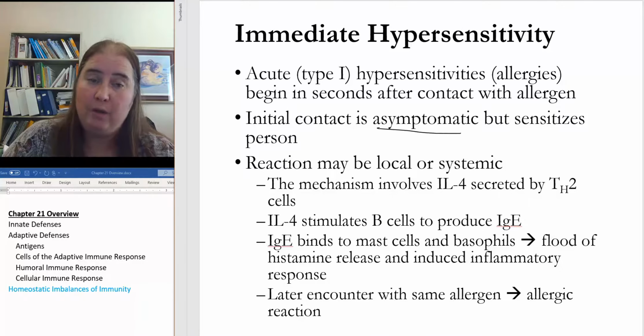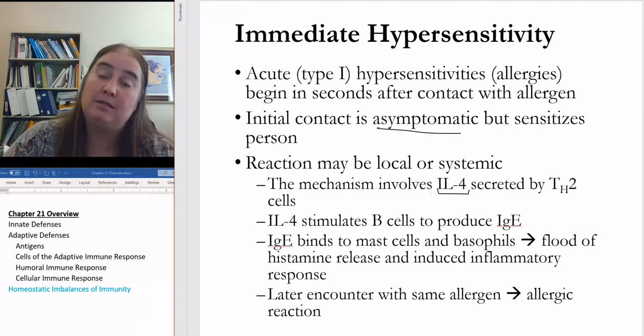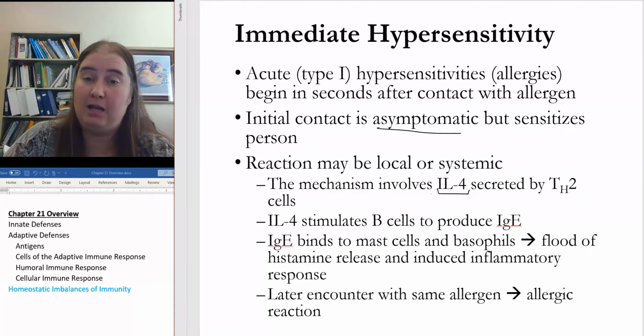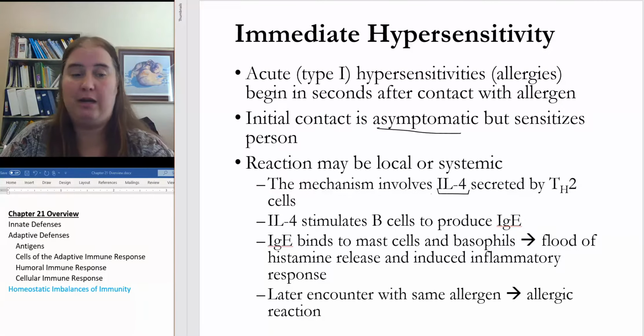So what happens is the following. We have a protein that's secreted by our T helper cell. This protein is called interleukin 4. This stimulates our B cells to produce IgEs. IgEs bind to our mast cells and our basophils. This binding triggers the release of histamine and induces an inflammatory response. A later encounter with the same antigen or allergen triggers an allergic reaction.